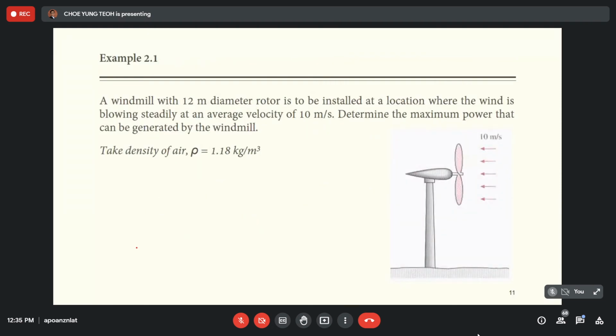Now, let's try this example. A windmill with a 12 meter diameter rotor. This rotor is 12 meters.